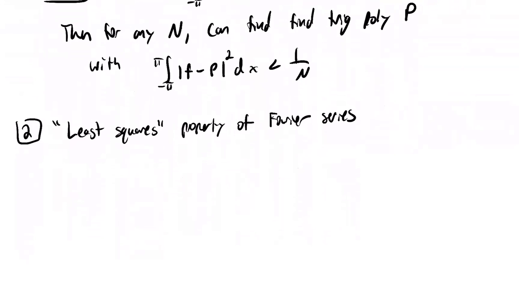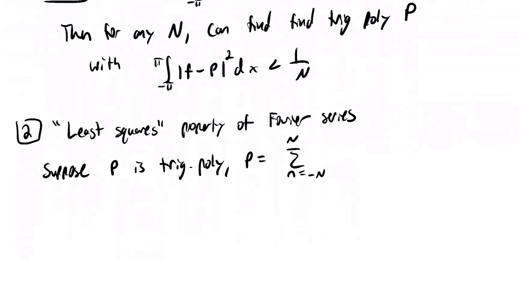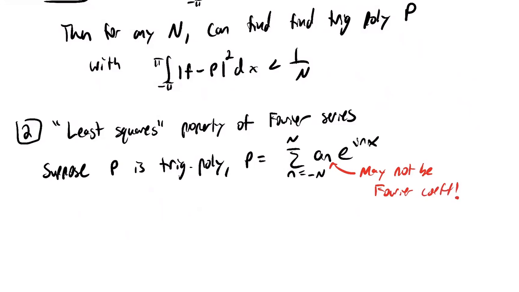Right, and so the least squares property is the following. Suppose P is a trigonometric polynomial. Using the de Moivre identities, we can write P as a sum from n equals minus N to N of some coefficient a_n times e to the inx. And again, as a warning, this may not be the Fourier coefficients. So even though this combination is very close to the function, this could be very different from the Fourier series as we want it to look.